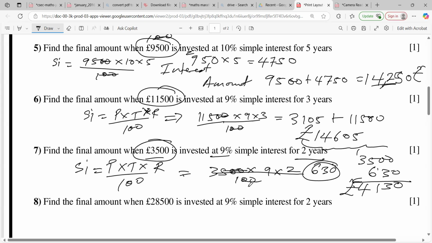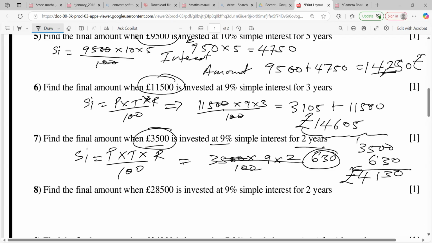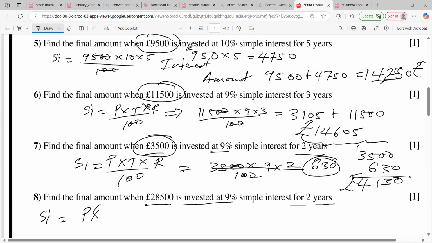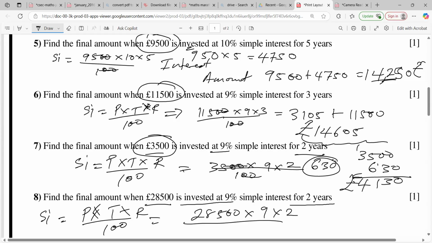Alright. The last one for the day. Tomorrow the other two. Find the final amount when 28,500 is invested at 9% for 2 years. So simple interest is equal to P times R times T over 100. I'm going to switch device here. So you guys did excellent as usual. So 9 times 2.